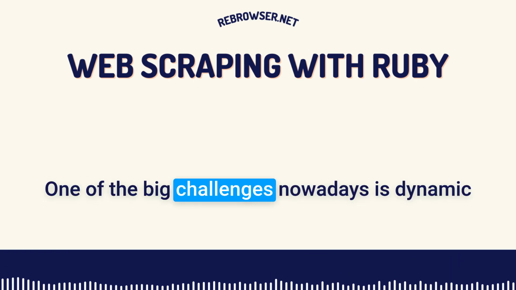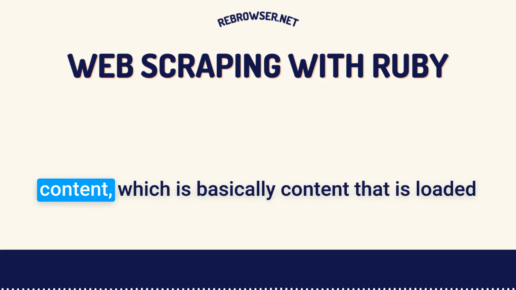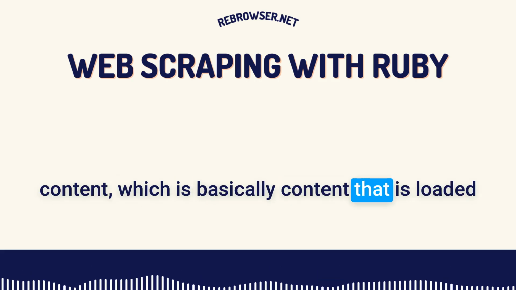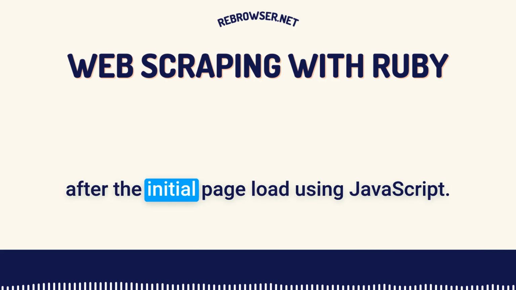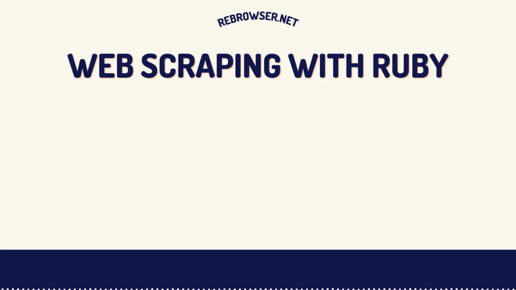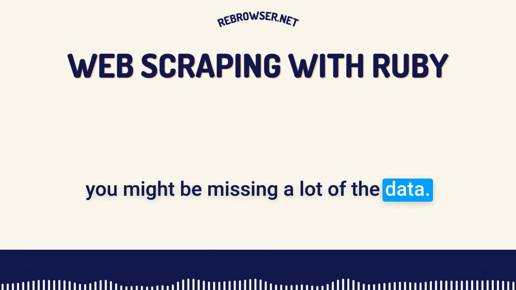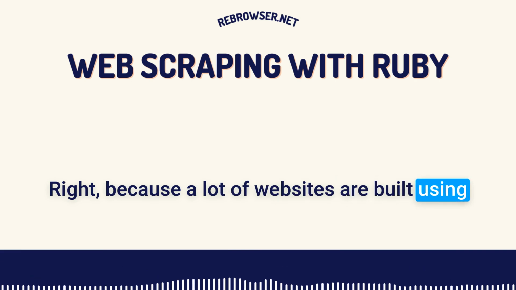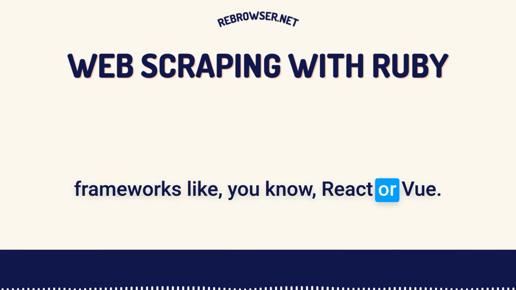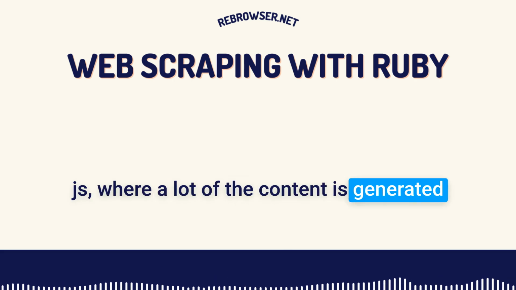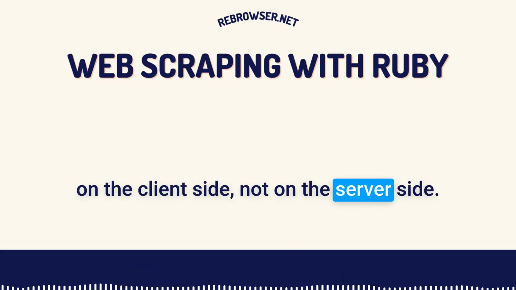One of the big challenges nowadays is dynamic content, which is basically content that is loaded after the initial page load using JavaScript. So if you just try to scrape the initial HTML, you might be missing a lot of the data. Right, because a lot of websites are built using frameworks like React or Vue.js, where a lot of the content is generated on the client side, not on the server side.